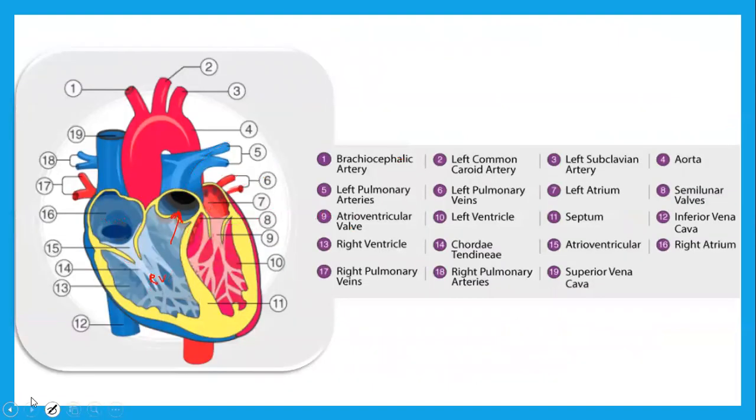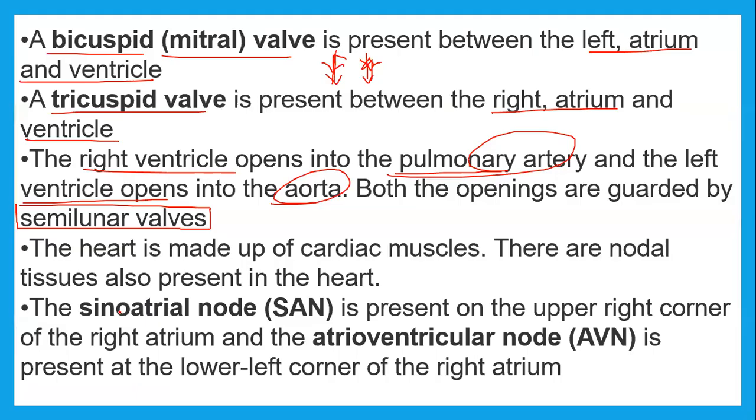One more time I'll show you. The left ventricle is opening. Look, this is the opening of the aorta. This is the left ventricle, so the left ventricle opens into the aorta. Both the openings have valves. This is the pulmonary semilunar valve and this is the aortic semilunar valve.